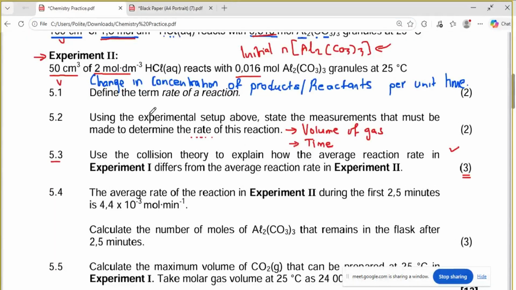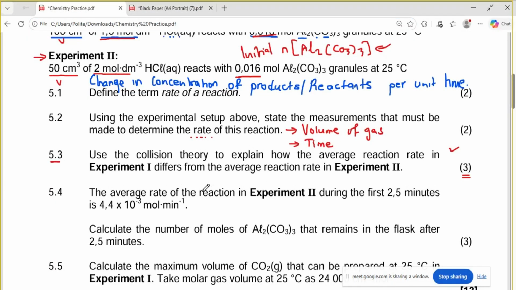So now let's go back to the question. They want you to use the collision theory to explain how the average reaction rate in experiment 1 differs from the average rate in experiment 2. You don't have to have 2 blocks where you say in experiment 1 this, and then in experiment 2 this. No, focus on one experiment. Talk about that experiment. The marker knows that the other experiment will be the opposite of that.